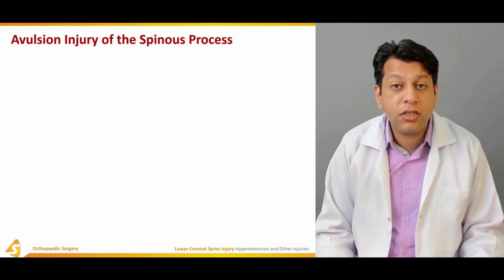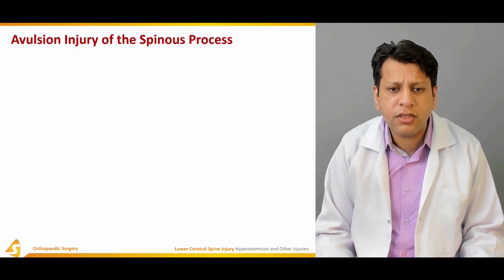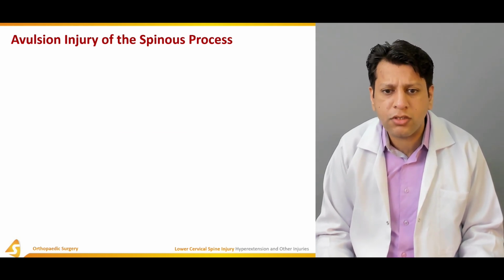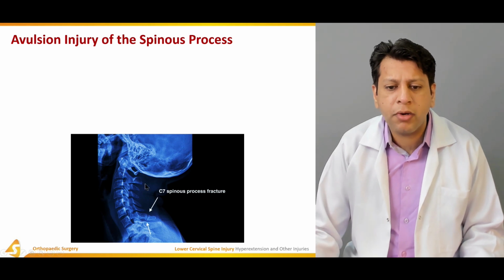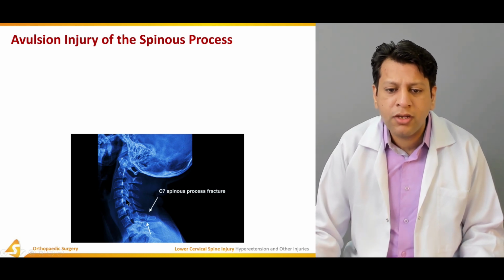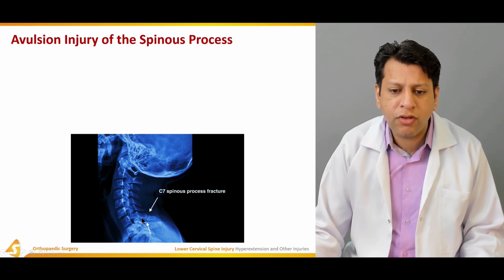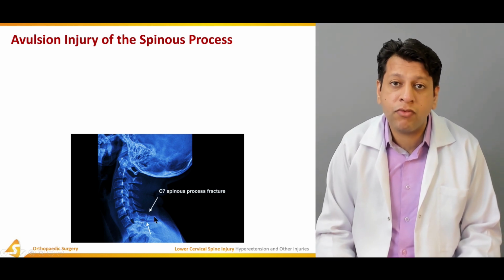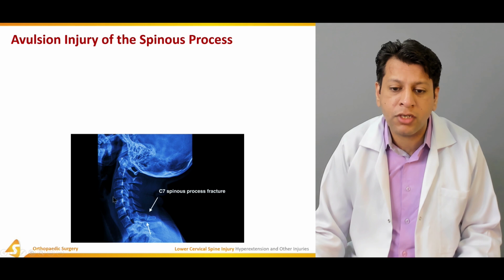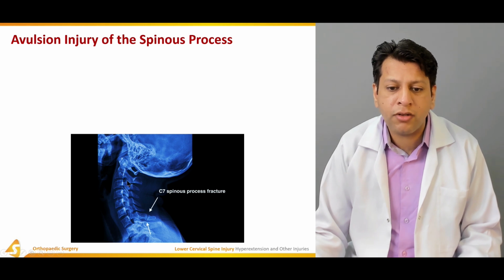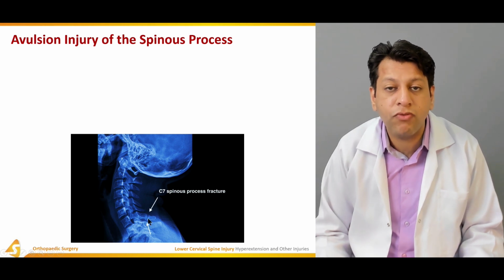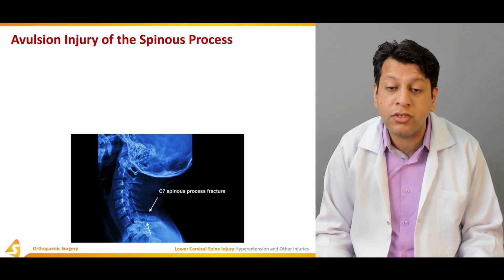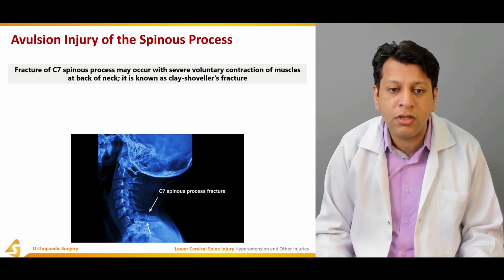Now we are coming to another entity which, although very rare, is avulsion injury of the spinous processes. These are the spinous processes of the vertebra. Why does C7 actually fail? Because the C7 vertebra has a very large spinous process, second only to C2, and usually when there's excessive hyperextension type injury, this can lead to fracture or avulsion fracture of the C7 spinous process.